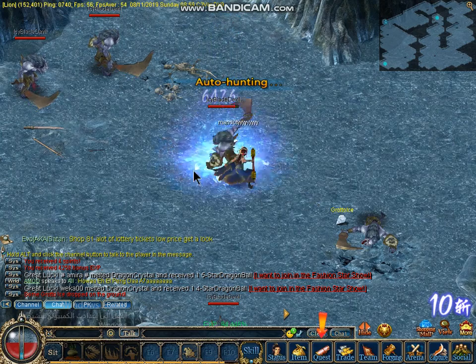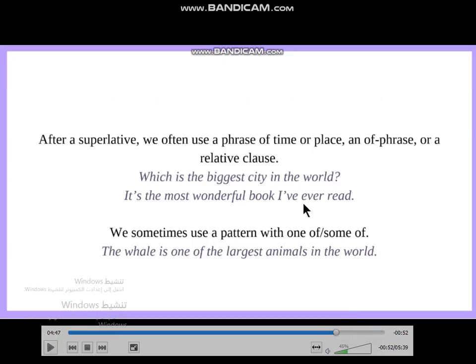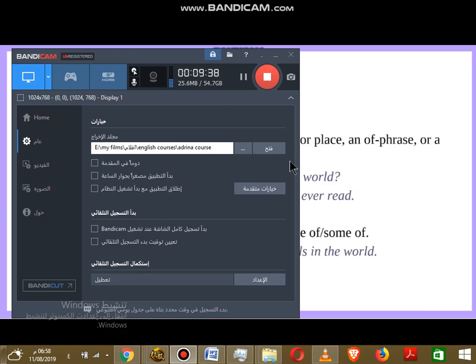I hope you understand everything that I'm talking about. Okay, so goodbye for now and see you later. Next time I'm going to talk about something new, like adjective and adverb. So see you later and goodbye.